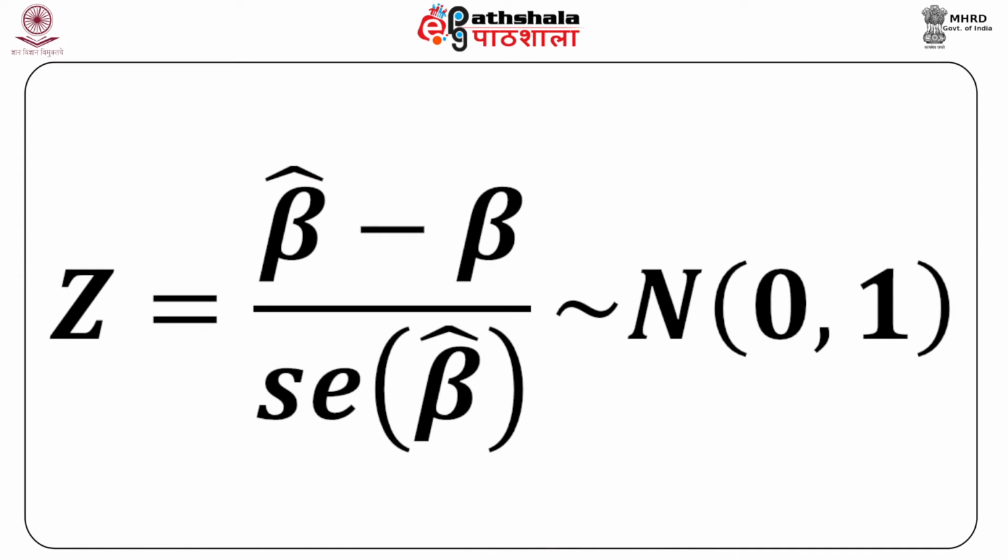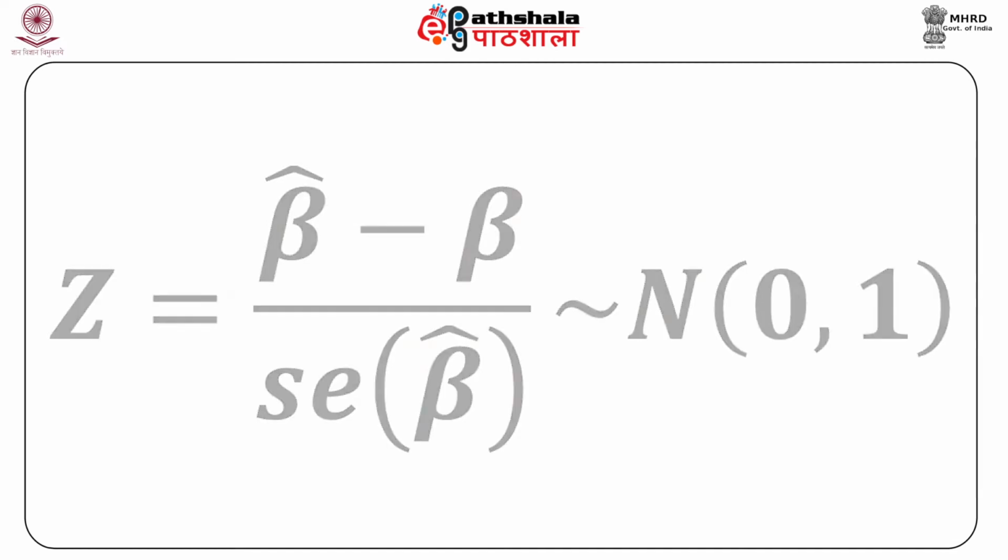Suppose we wish to test something about beta. As already mentioned, it follows a normal distribution, and therefore by standardizing it, we get z equal to beta hat minus beta upon the standard error of beta hat, which is distributed as a normal distribution with 0 as mean and 1 as variance. So z is a standard normal variate.